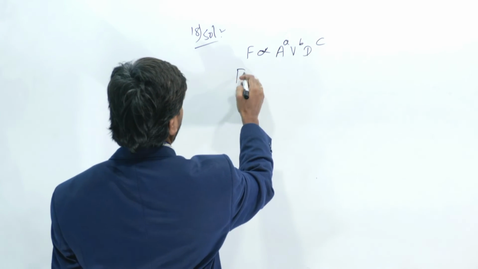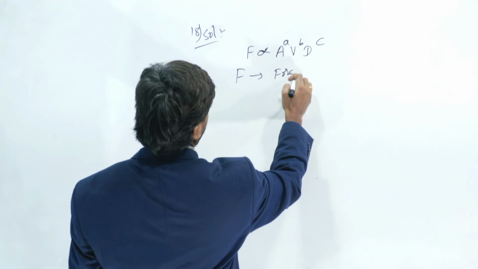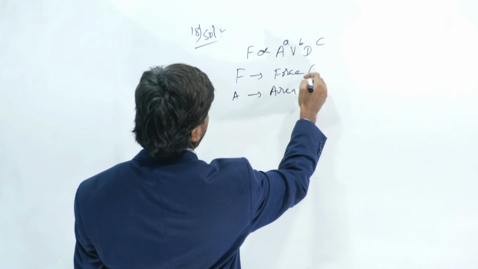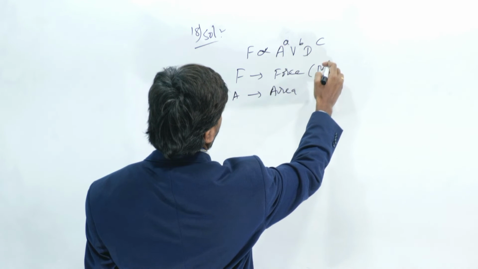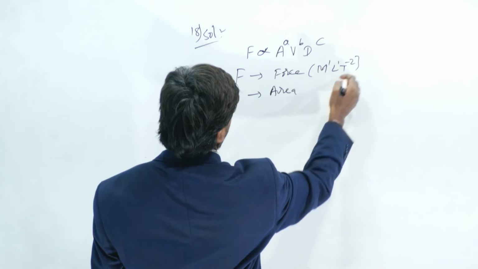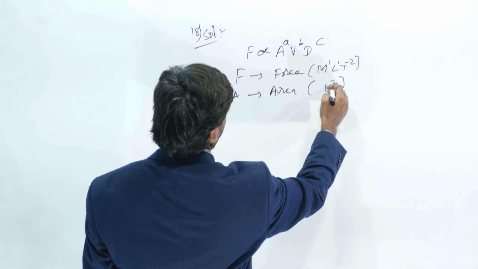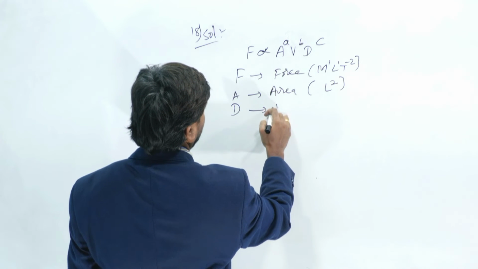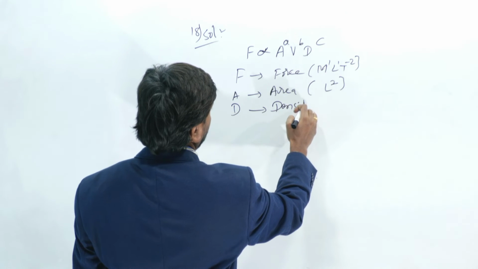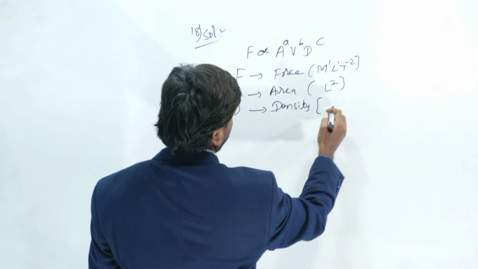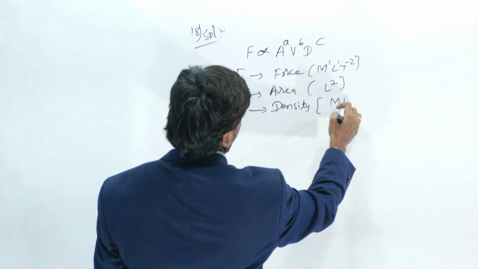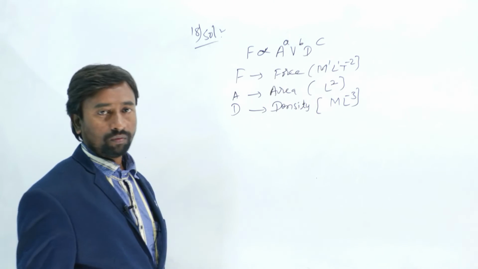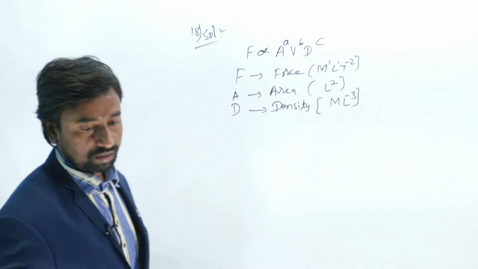Here F will be the force, and A will be the area. The dimension formula for the force is M power 1, L power 1, T power minus 2, and area is L square. Then D is the density. So what is the density dimension formula? It is M L power minus 3. That is the dimension formula of density.